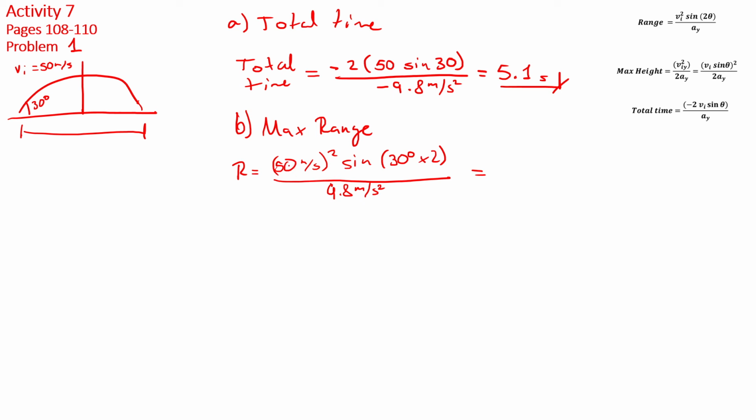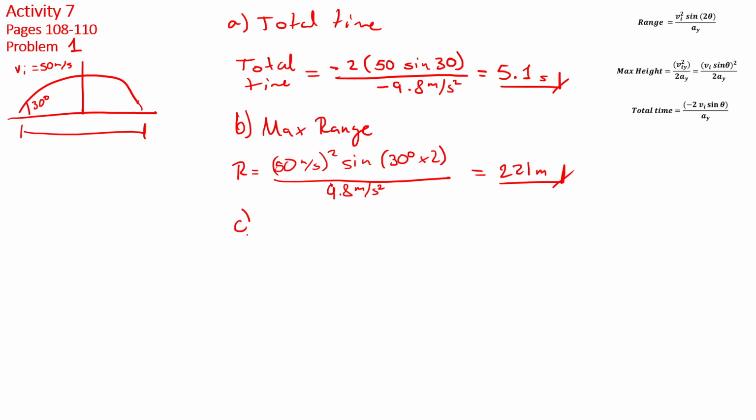Try to use the same arrangement in your calculator, because some calculators have struggles with the angle. That's why I prefer to multiply 30 times 2 and then get the sine of that, and then 50 squared, multiplying all that and then the division by 9.8. And I got 221 meters. Check if you have the same.